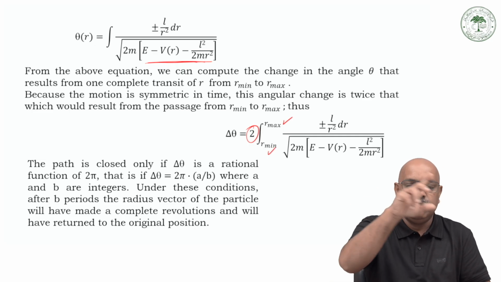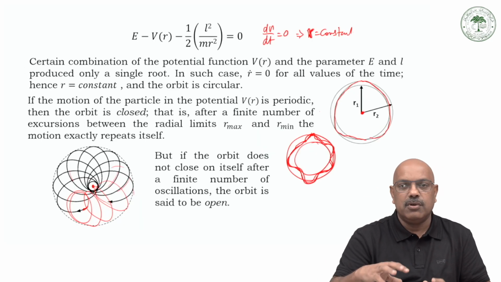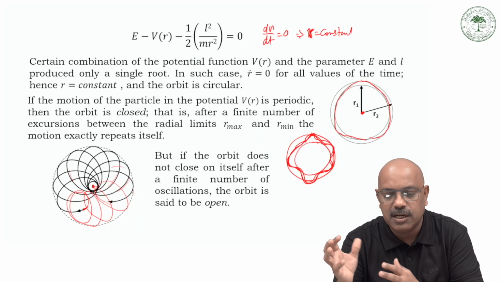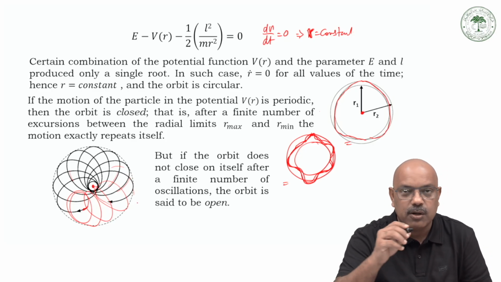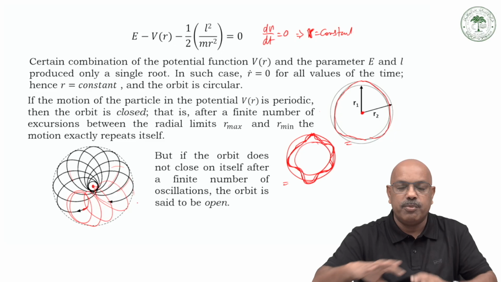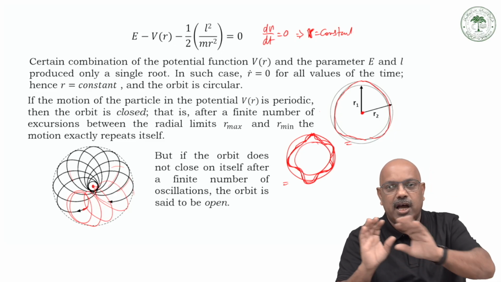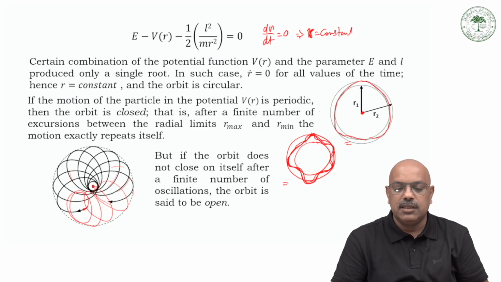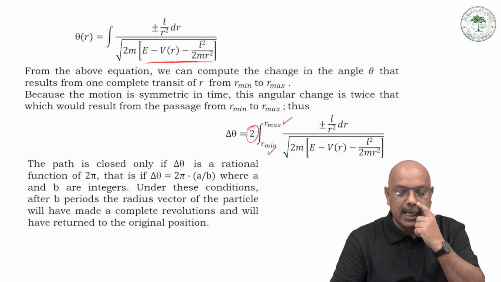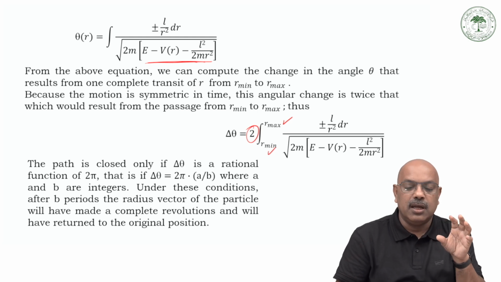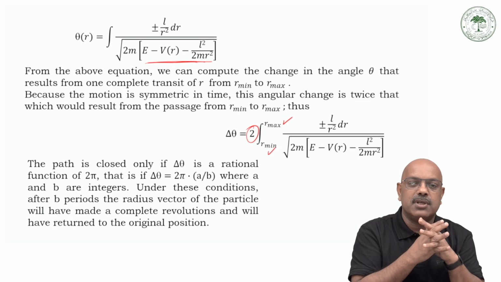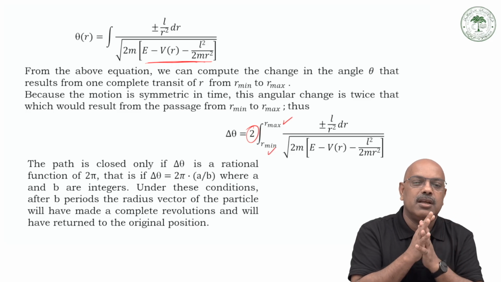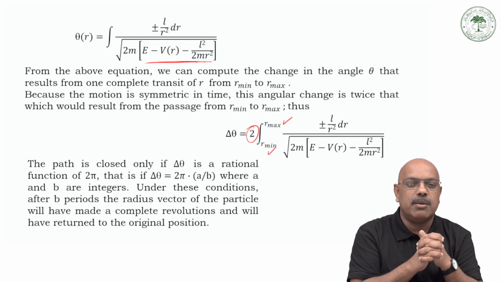So you see that when you correlate this concept of r maxima and r minima, and the close and open within some region of r maxima and r minima, the change in the angle, delta theta, is going to be 2 pi times some constant a by b, where a and b are some integers.